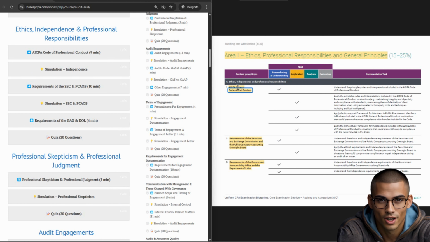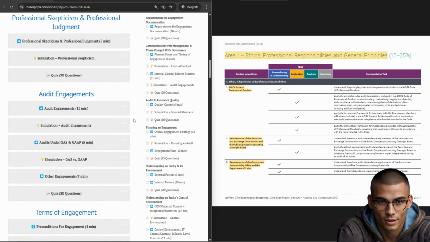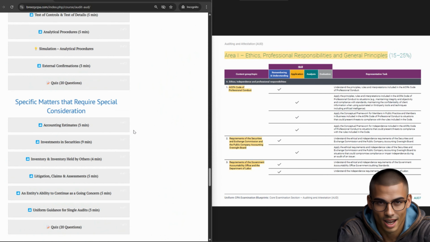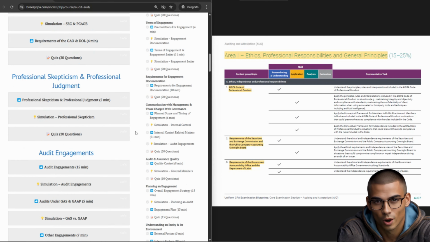So we can see here that for Area 1, we have the AICPA Code of Professional Conduct. Here we have a video lesson for that, the AICPA Code of Professional Conduct, requirements of the Securities and Exchange Commission and the Public Company Accounting Oversight Board, and requirements for the Government Accountability Office and Department of Labor. Each of these sections includes simulations and 5,000 test bank questions for you to go through. So this is a comprehensive course that goes through each section of the AICPA Blueprint to make sure that you are ready for your exams when exam day comes.